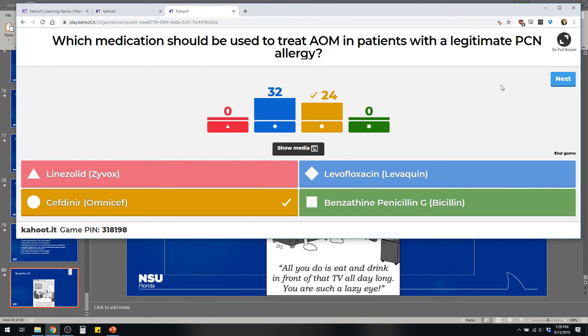Because they're going to be allergic to that too, right? They're allergic to penicillin. Benzathine penicillin is penicillin, right? If I'd said Augmentin on there, or amoxicillin, would that also be incorrect? Yes, because again, that's going to be class-wide sensitivity with those patients, their cross-sensitivity.